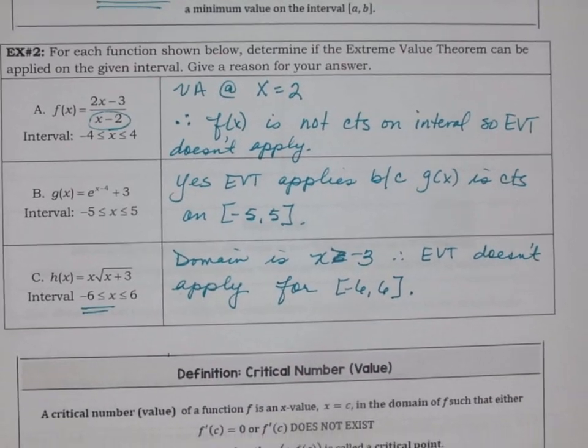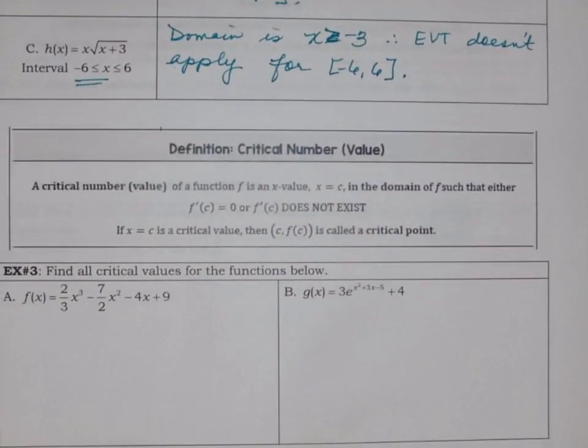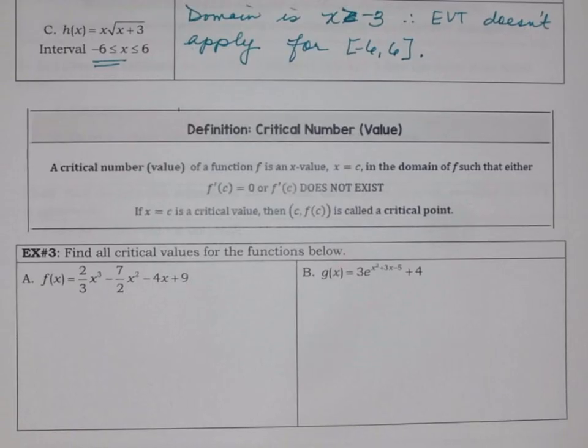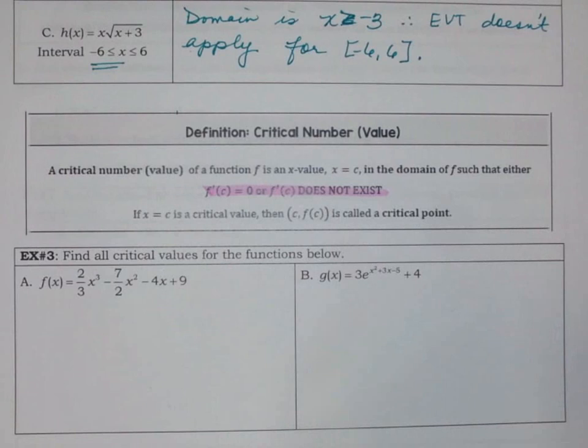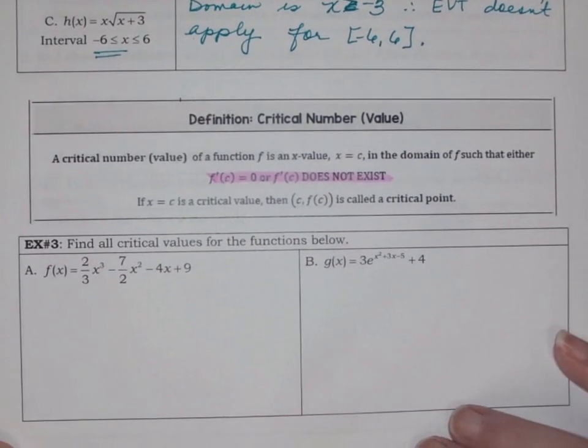Okay? All right, so next thing we need to know, and this is kind of a vocabulary day, is the definition of a critical number or a critical value. So a critical number or a critical value is a place where f prime is equal to 0 or f prime does not exist, okay? Then we call that a critical value on the function.